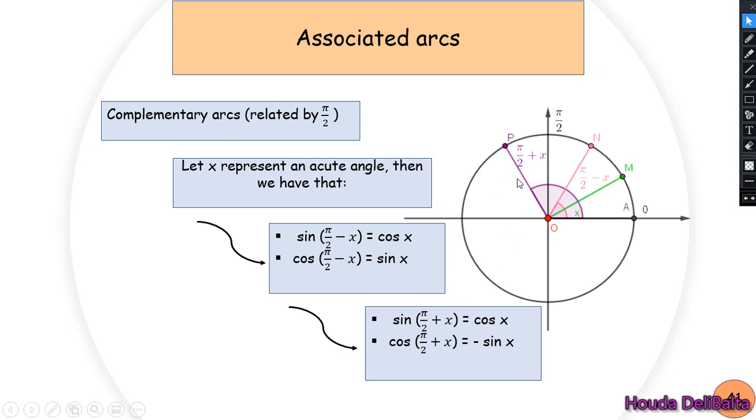So in quadrant 2, all students take chemistry: in quadrant 2, sine is positive. Then sine of pi over 2 plus x is equal to plus cosine x. And similarly, cosine of pi over 2 plus x, cosine will go to sine because they have to exchange. But since pi over 2 plus x is in quadrant 2, and the sign of the cosine in quadrant 2 is negative, then we put minus sine x. And these are the rules to sum up the relation between trigonometric functions for complementary arcs.